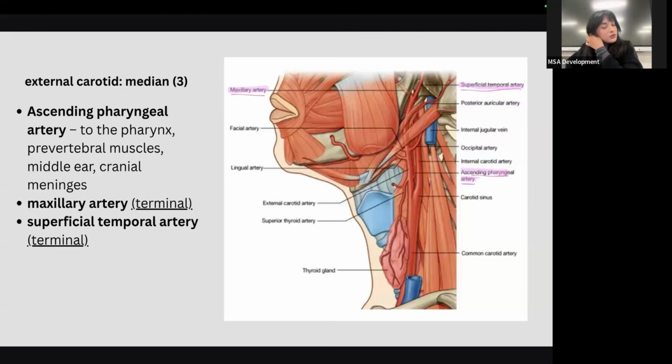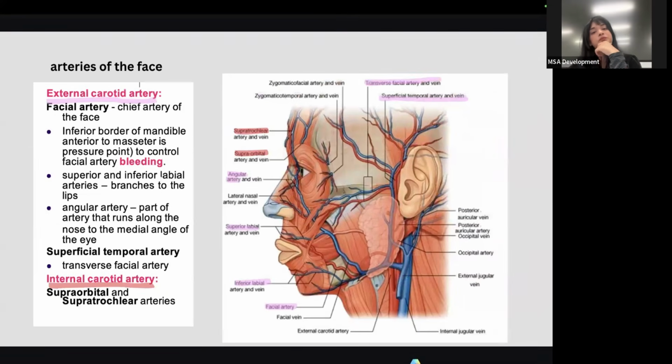Okay, then we move on to the median ones. So this is the external carotid, right? This is the first one, the ascending pharyngeal artery. And then you keep going up, up, up. You have the maxillary artery, and you have the superficial temporal artery. So I want you to know that the maxillary artery is a terminal branch of the external carotid, and the superficial temporal artery is also a terminal branch. Remember that, and remember these supply. So the pharyngeal artery supplies the pharynx, the prevertebral muscles, the middle ear, and the cranial meninges.